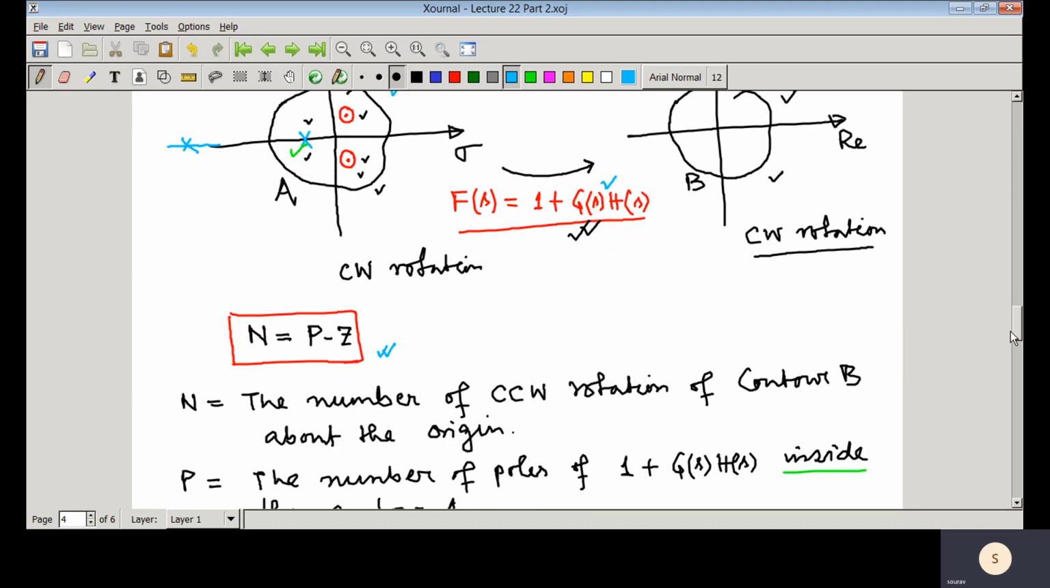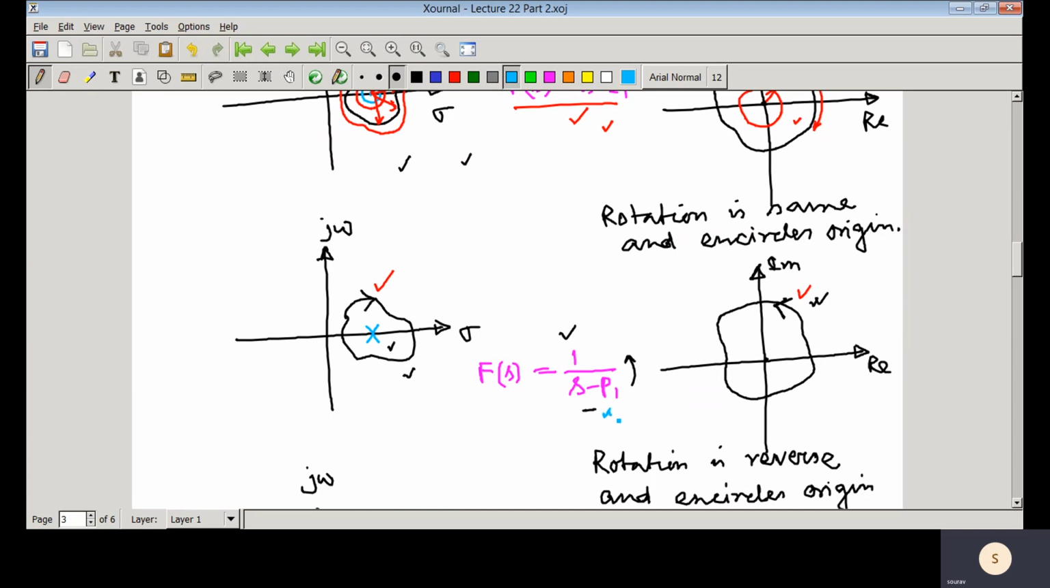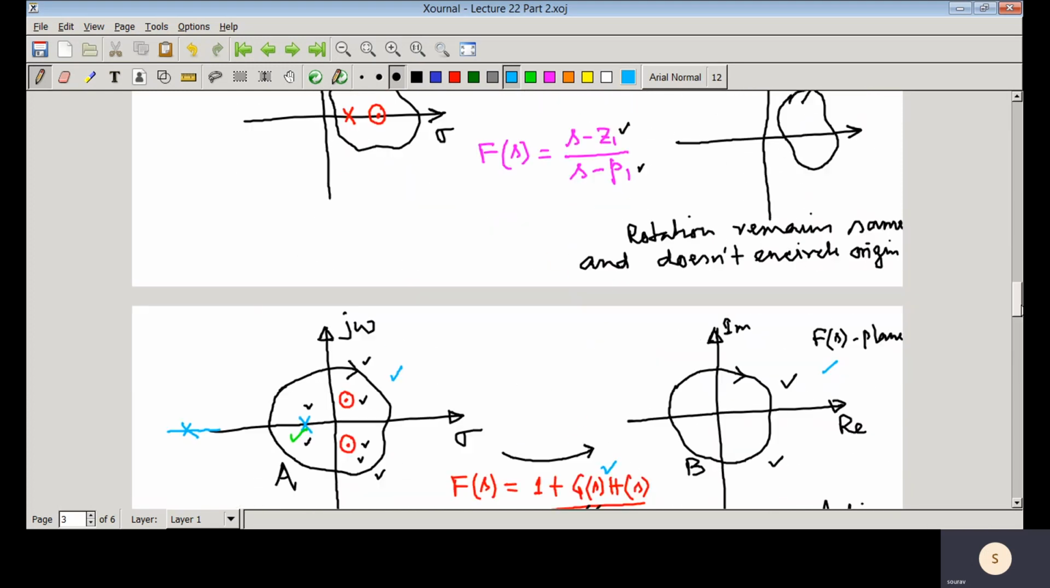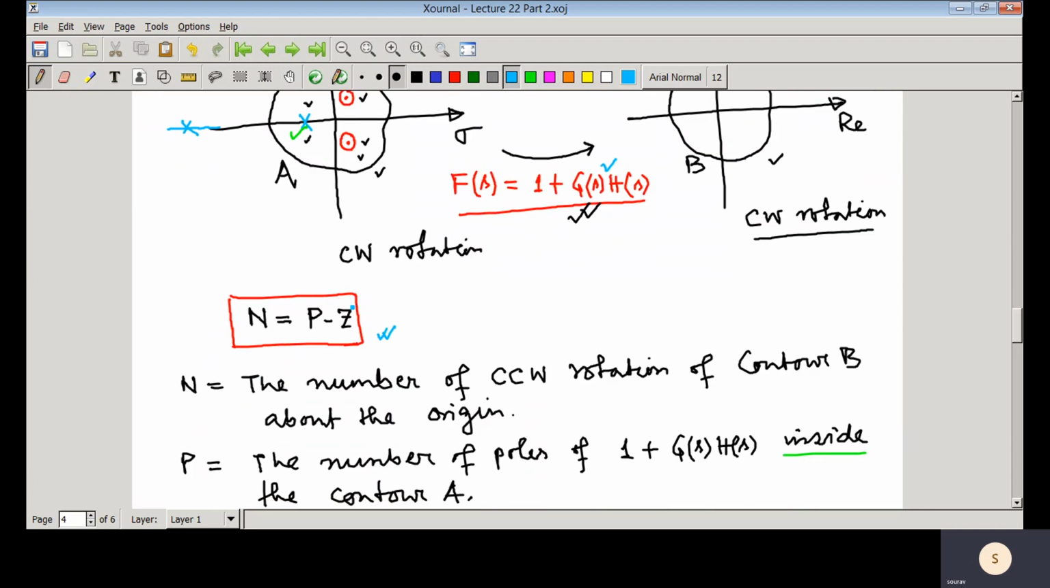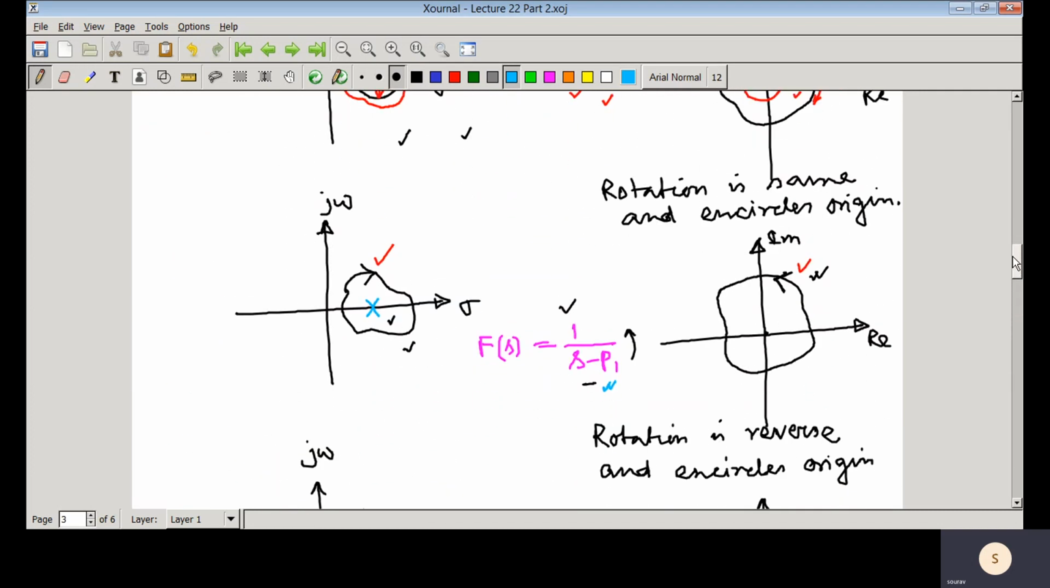And here, say suppose in this particular case you can see, you have a single pole, and there is no zero. Whenever there is no zero, so Z equals 0 and P equals 1. So N would be equal to 1. So when N equals 1, we have taken that this is the counterclockwise direction. So that means here you can see this is the clockwise direction and it is coming counterclockwise about the origin.